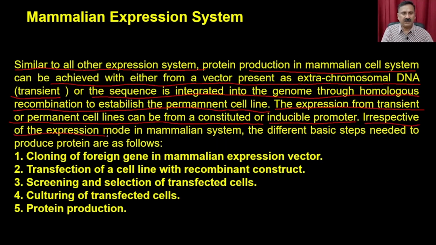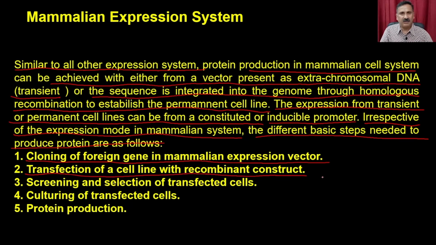Irrespective of the expression mode in the mammalian system, the basic steps needed to produce the protein are as follows. In step 1, you clone the foreign gene in the mammalian expression vector. In step 2, you transfect the cell lines with the recombinant construct. In step 3, you screen and select the transformed cells. In step 4, you culture the transfected cells. And in step 5, you do the protein production.